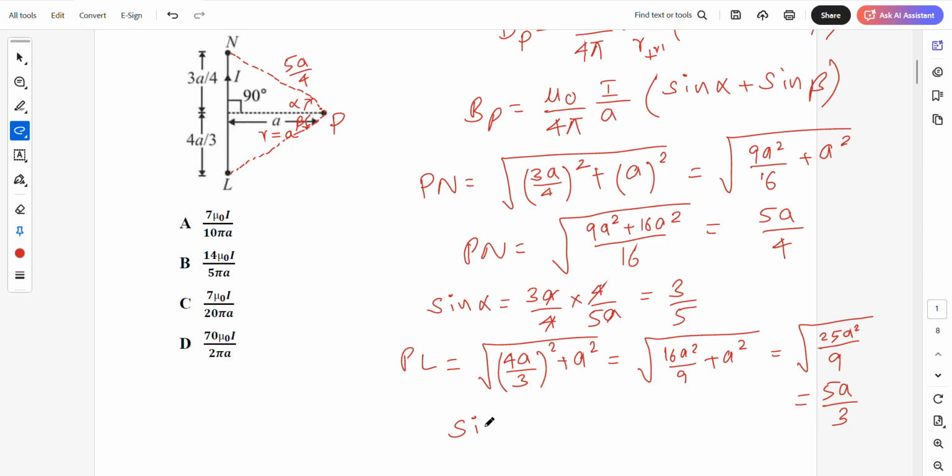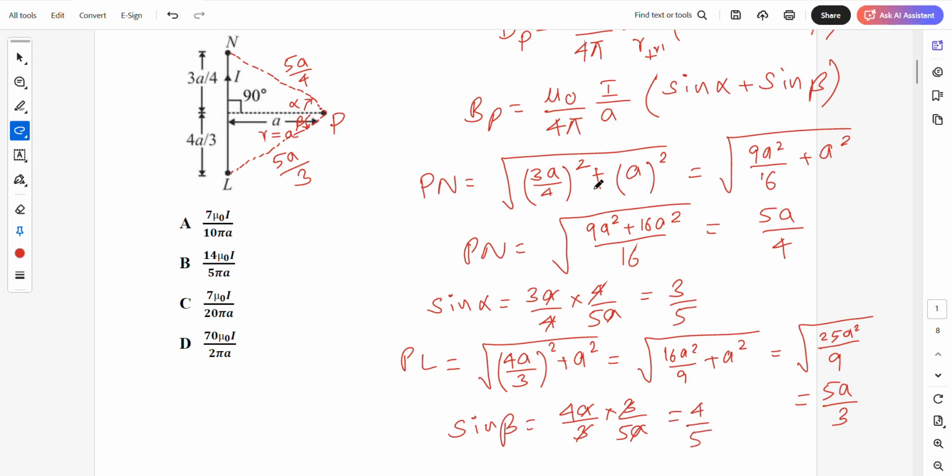Okay, how much is sine of beta? Sine beta is equal to opposite by hypotenuse, that is perpendicular by hypotenuse. How much did you get for PL? PL you got 5a by 3, right? Sine beta is equal to perpendicular 4a by 3 divided by 5a by 3. This 3 will come in the numerator, divided by 5a. 3 gets cancelled, a gets cancelled, that is equal to 4 by 5.